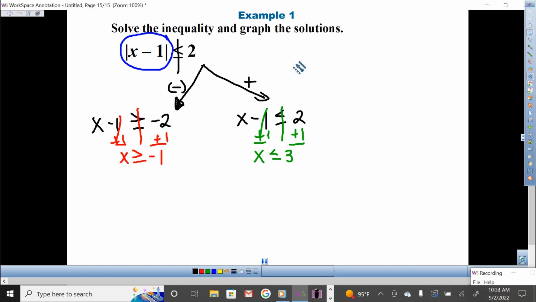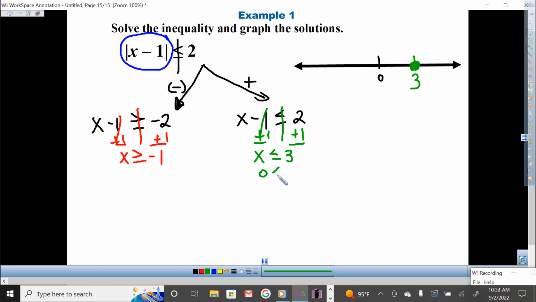So let's get our number line over here. We got 0. I want to start with the green inequality, this one. What's my dividing point? 3. Is it an open or closed point? Closed. And I'm going to test 0. Is 0 less than 3? Yes, I'm going to shade towards the 0.